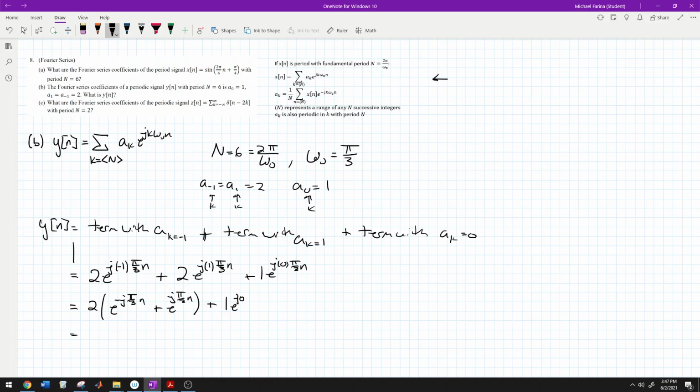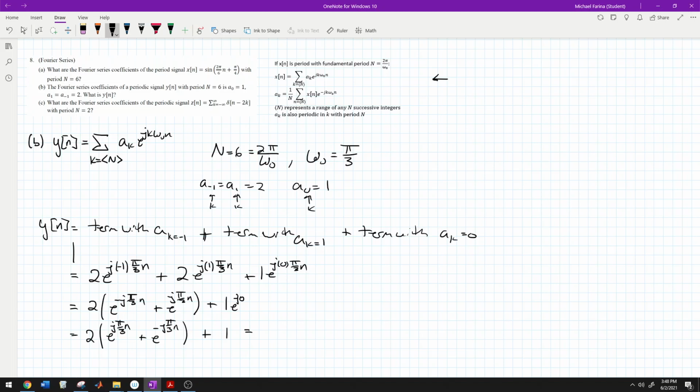And we can write this out a little bit more. We get 2 times the quantity e to the j pi over 3 times n plus e to the negative j pi over 3 times n. And then this term, e to the j 0 is equal to 1, so we have 1 times 1, that's 1.